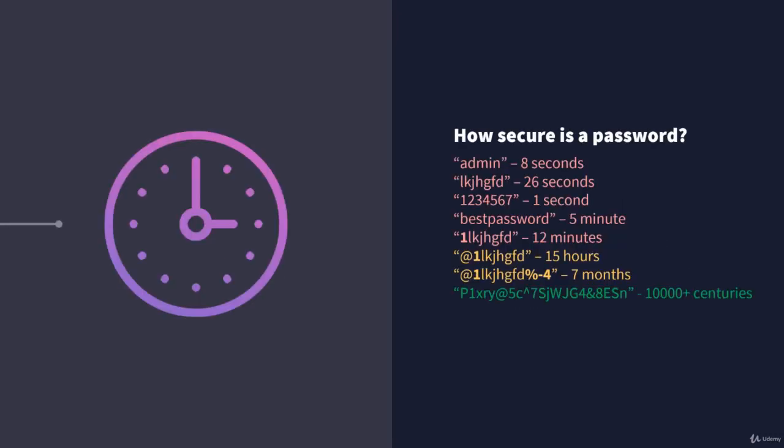How secure is a password? This is the average computer time in which a password can be brute forced. And this is quite interesting because a simple password like admin can be roughly cracked in around 8 seconds. But a complex password that has multiple types of characters can take up to some months or even centuries.